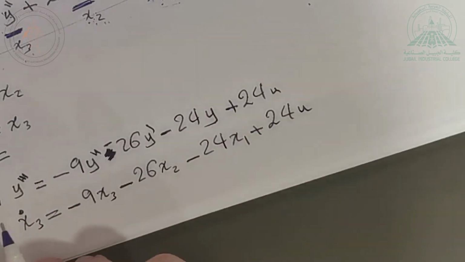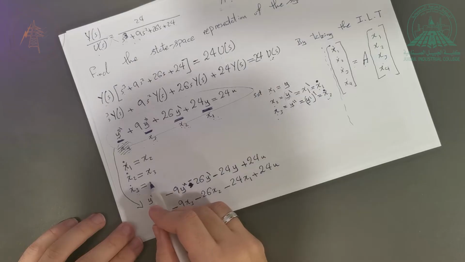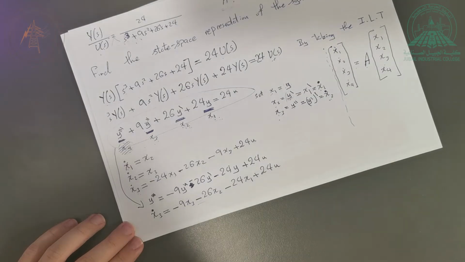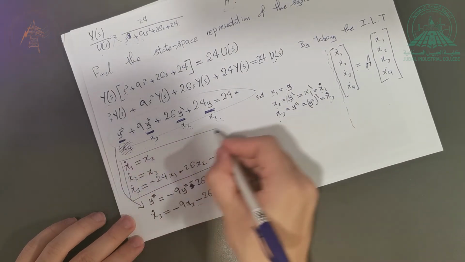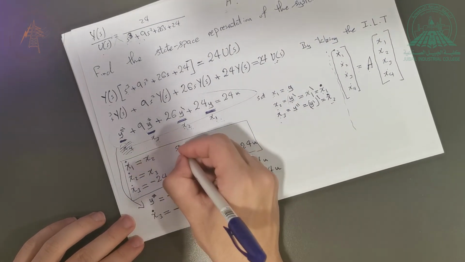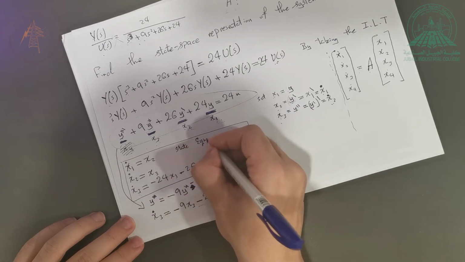But instead of writing it in this order, I'm going to rearrange it. I'll make it such that x1 comes first, then x2, then x3. So I have finally obtained my state equations, which is the most important part. State equations.